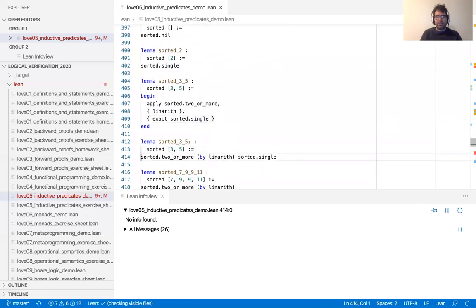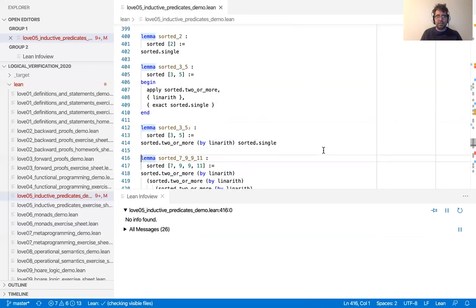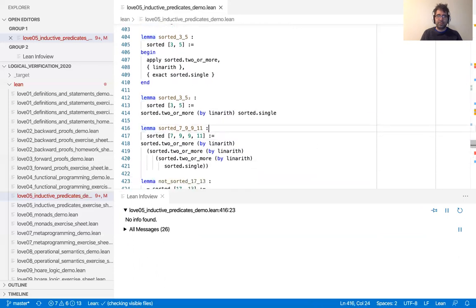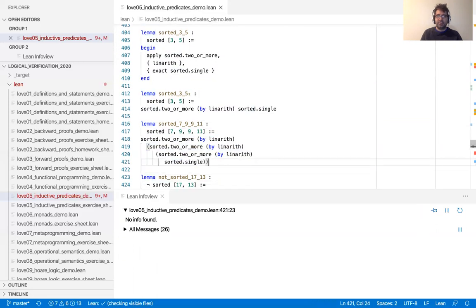And well, this is another way, it's more concise. You can write the whole proof as a proof term, but here you use a tactic for lin arith, so you enter tactic mode here. And here's a longer proof for 7, 9, 9, 11, right? So you have this proof term here that just cascades, all the way to single, one step at a time.